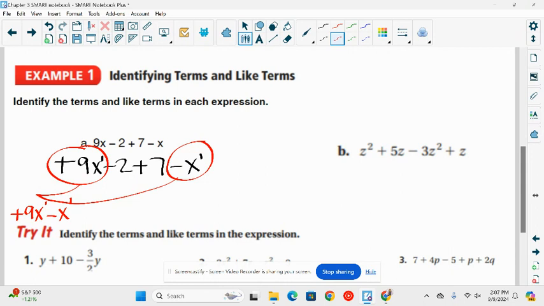Okay? Then I'm going to go, okay, well there's nothing else that I can circle red, so I'm going to go to the next term. I've got minus 2. What can we combine with minus 2? It's a constant, so all constants can go together. Do I have any other constants? Plus 7. Your constants are like terms. So these 2 things can go together. So I have minus 2 plus 7.